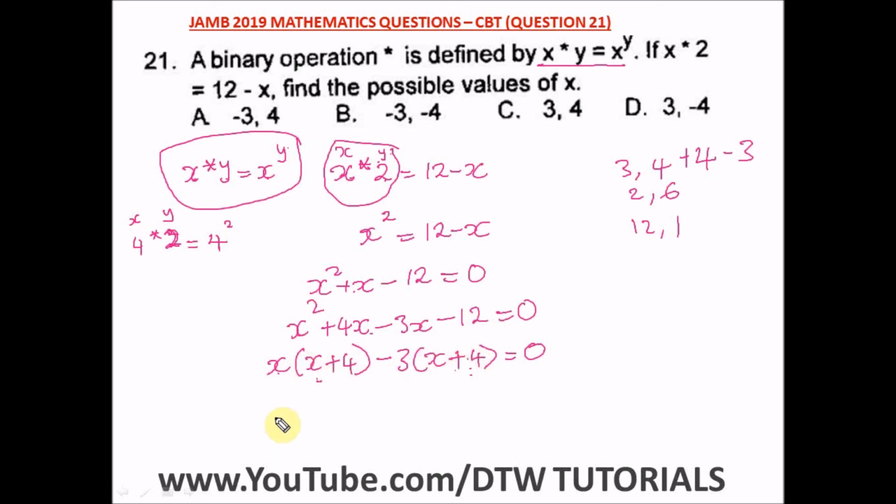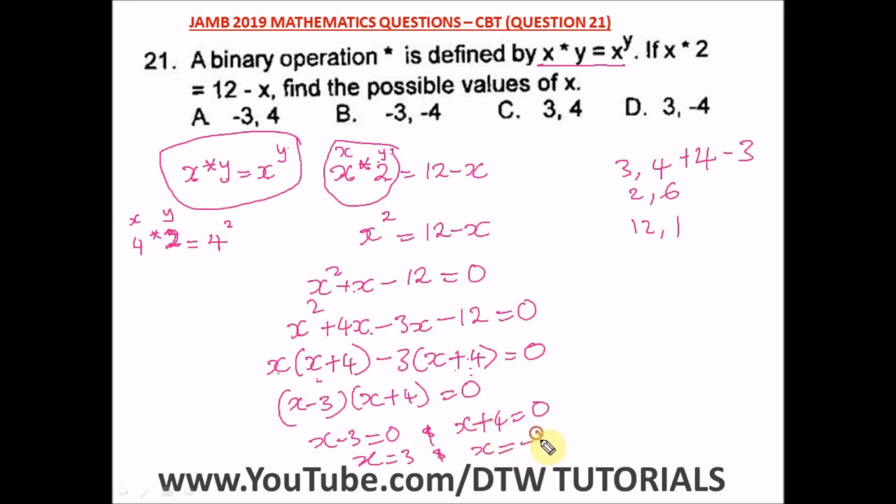So from here, let's bring this out. We have x minus 3 bracket x plus 4 equal to 0. So here we have x minus 3 is equal to 0, and x plus 4 is equal to 0. So x is equal to 3, and x, taking a positive 4 to the other side, is equal to minus 4. So we have x is equal to 3, minus 4. So these are the answers. And what's our right option here? Our right option is Option D.